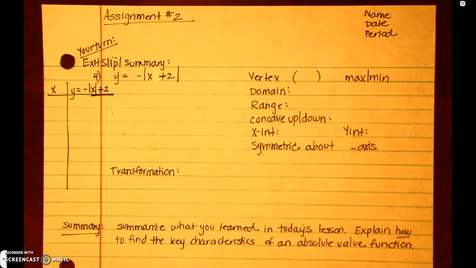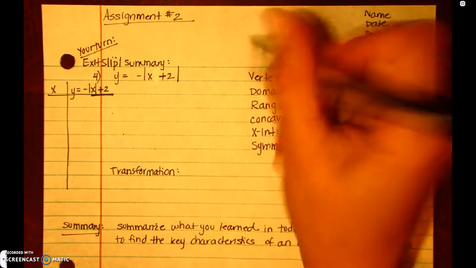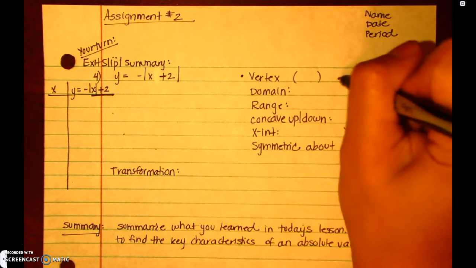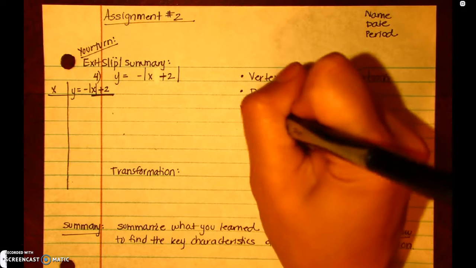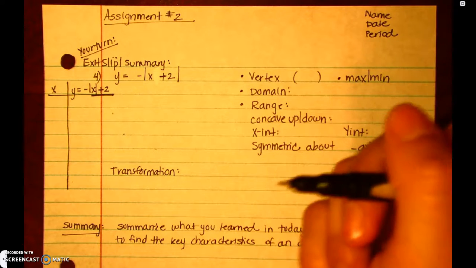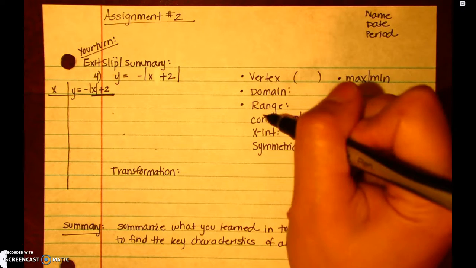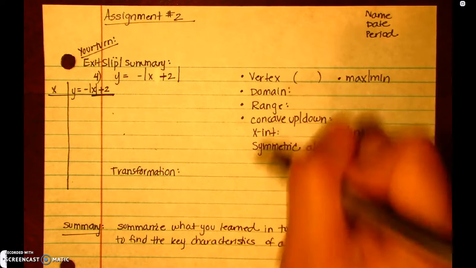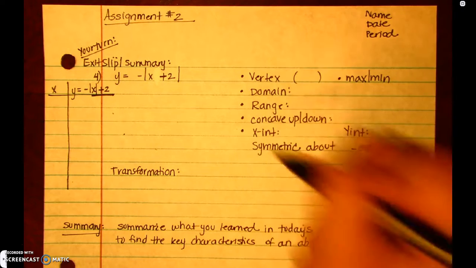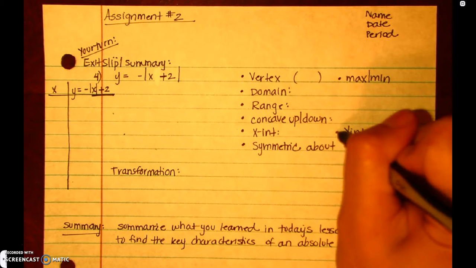Okay, it's like an exit slip for these notes. You need to tell me for the function negative absolute value of x plus 2, give me the vertex. Tell me if it's maximum or minimum. Give me the domain written in the 2 different forms, set notation and interval notation, inequality notation. The range, tell me if it's concave up or concave down. Give me the x and y intercept.